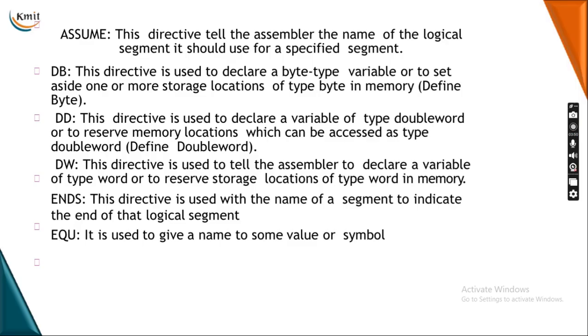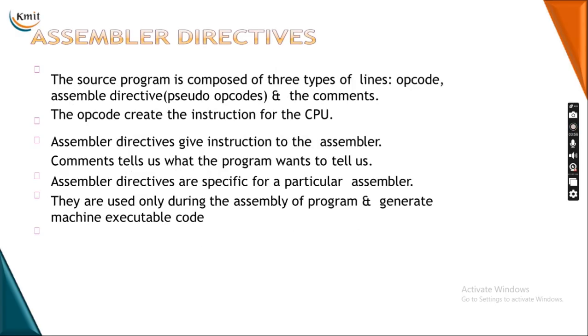So we have various assemblers, as assembler directives are specific for a particular assembler. We have various assemblers like IBM MASM, which is macro assembler. Second is Intel ASM 86, which is assembler 86, and the third one is TASM, which is turbo assembler. So these three are different assemblers which we can use for our assembly language programming.